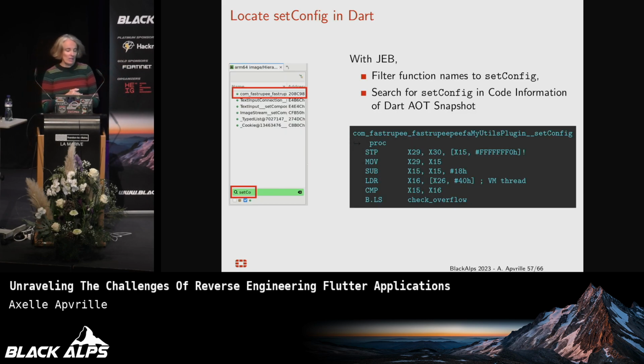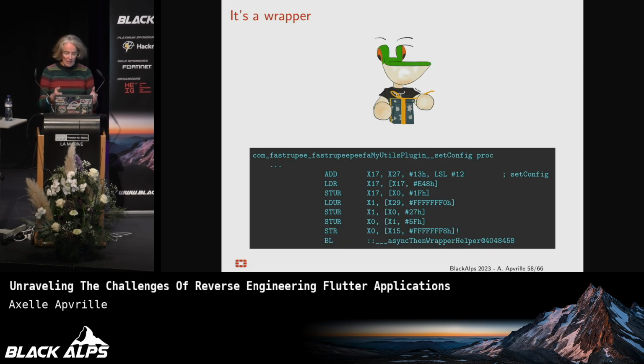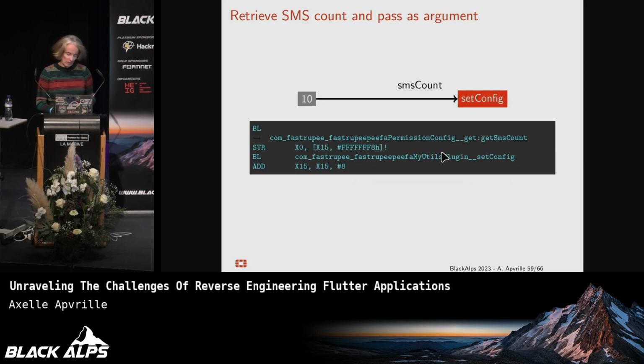We have a look in Jeb, and we are searching for this setConfig in the Dart on the Flutter side of the application. We get this, which looks like the normal prologue of any kind of routine. If we go a little bit further down, it's not really interesting, because it's very much like everything which helps Dart do the glue and communicate with the Java side. So what's more interesting is to see who is calling setConfig. We do that, and actually you see it here.